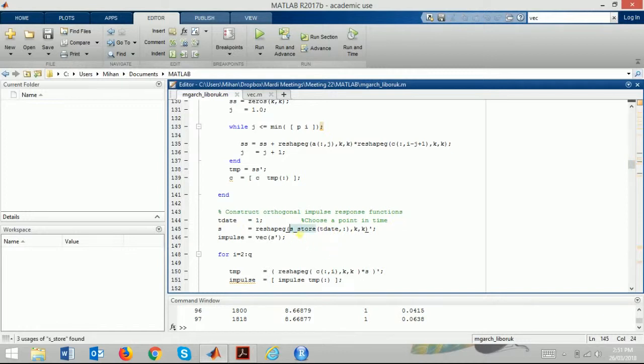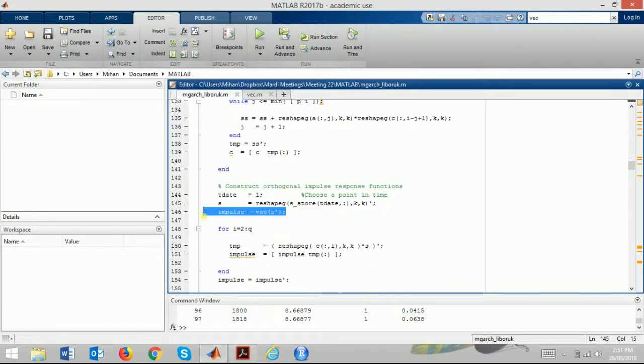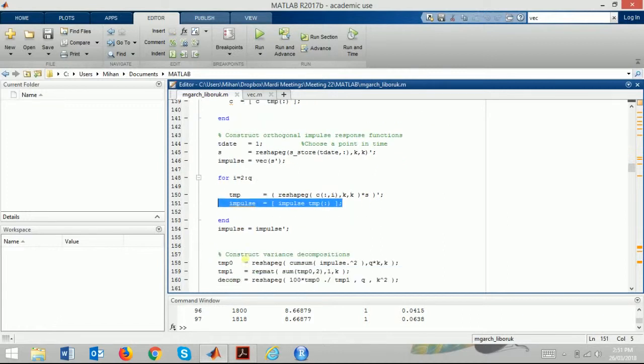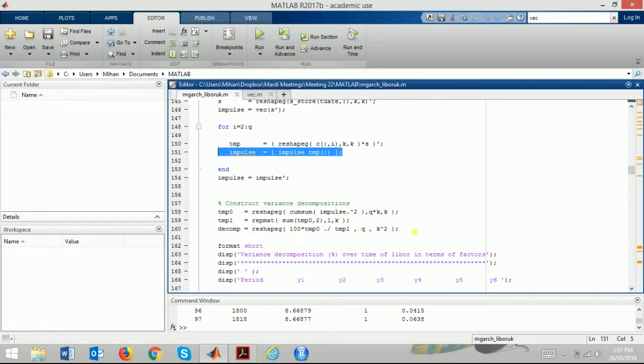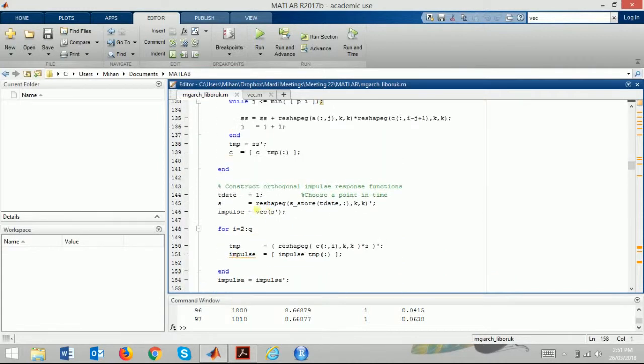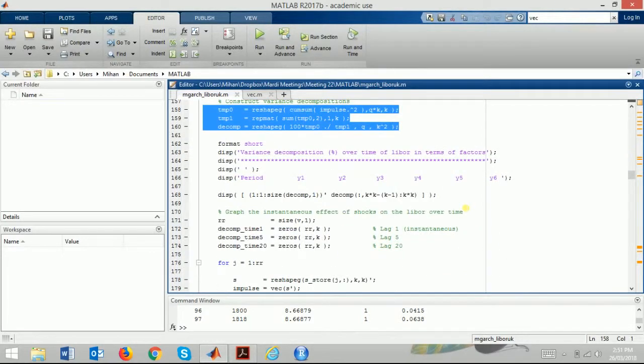Choose a point in time, store t date, one row, all columns kk. Impulse is vector of S transpose, because this is the S matrix for k rows, k columns. So S is k by k. Here you go. And for 2 to q, TMP and impulse, just like before. And you do variance decomposition, you just use S store from your GARCH. That's all.